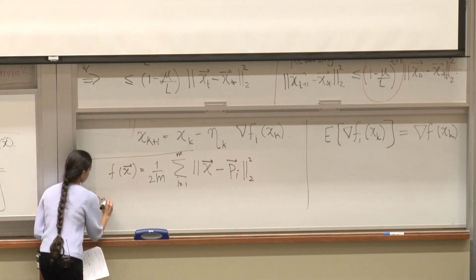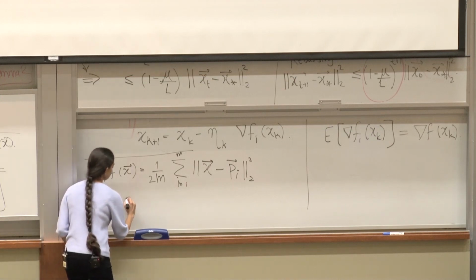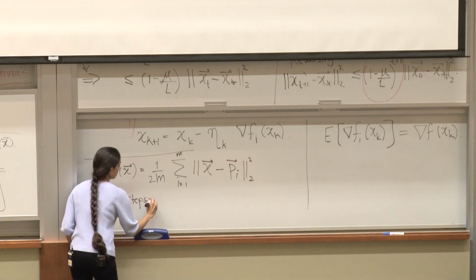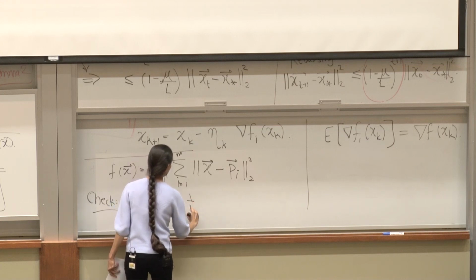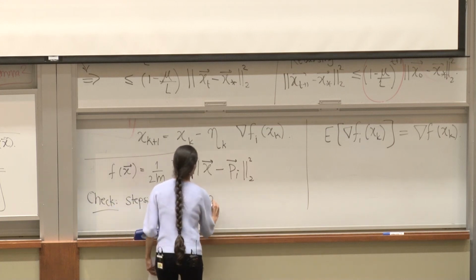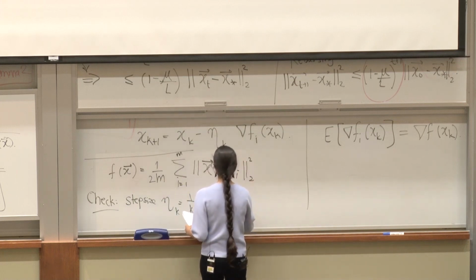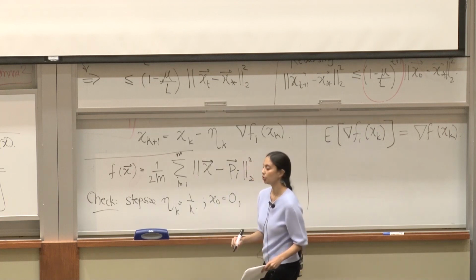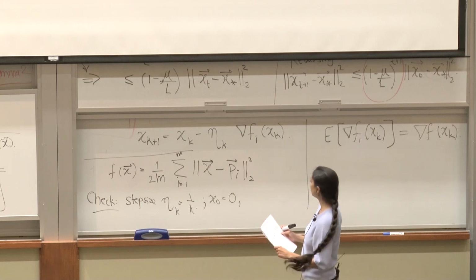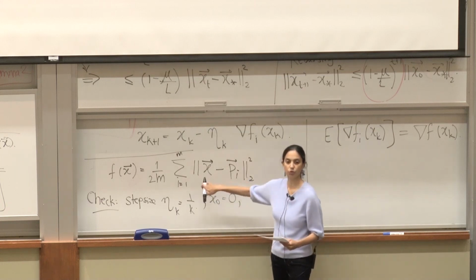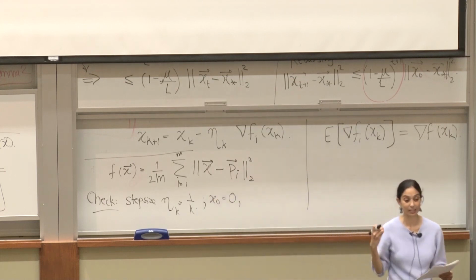You can check, and maybe we'll do this next time. Maybe you can do it as homework. If I choose my step size, not a constant step size, but time varying, so eta k is equal to 1 over k, and x naught is equal to, let's say, 0, and you choose first the first term, then you choose the second term, then you choose the third term, stochastic gradient descent will get you exactly to the right spot.